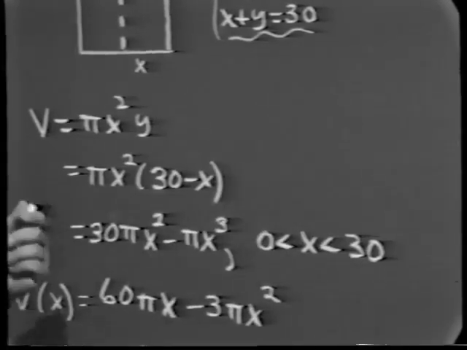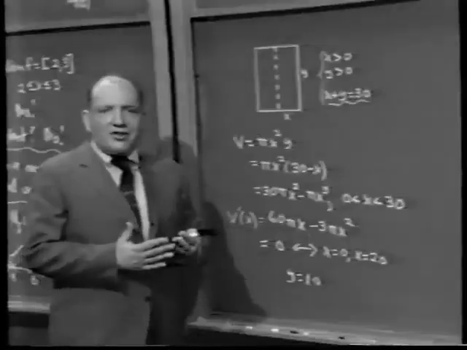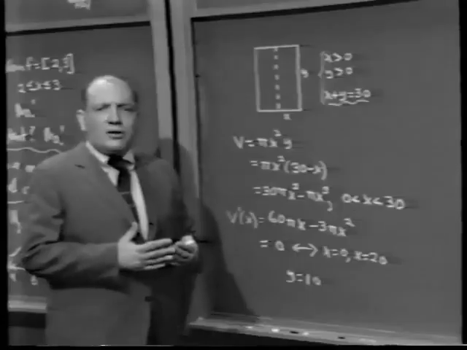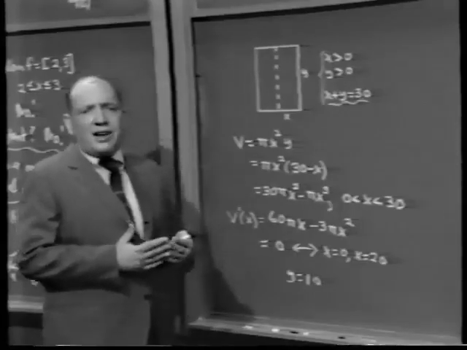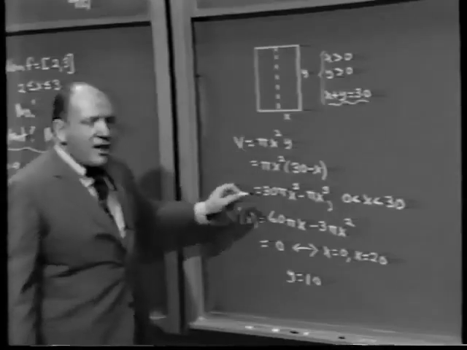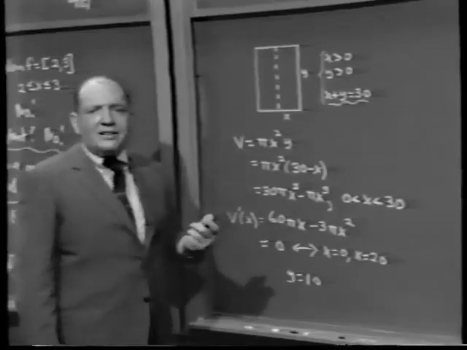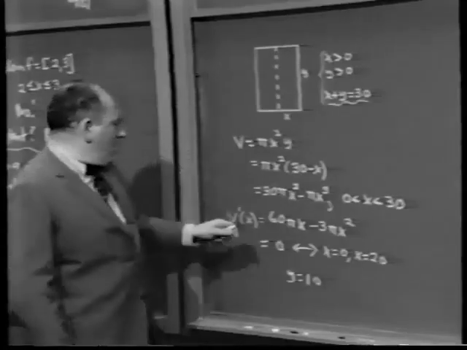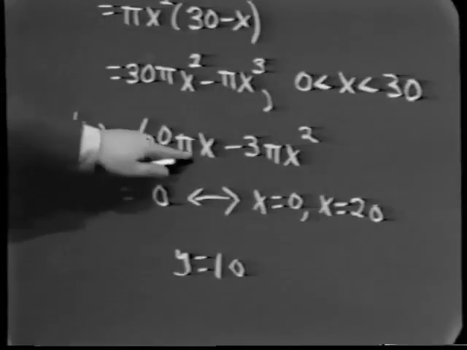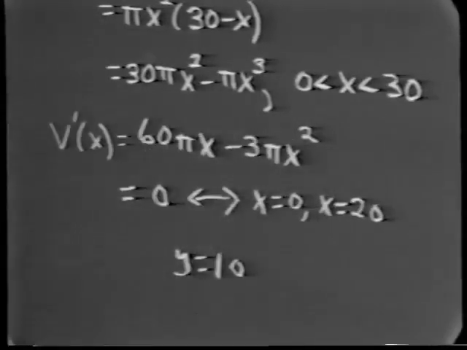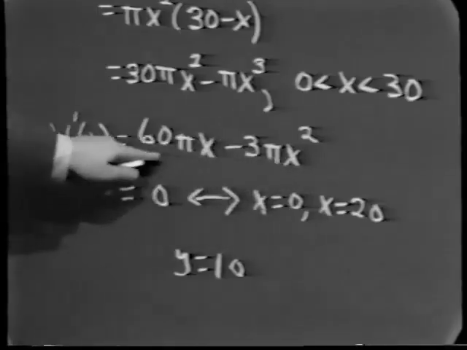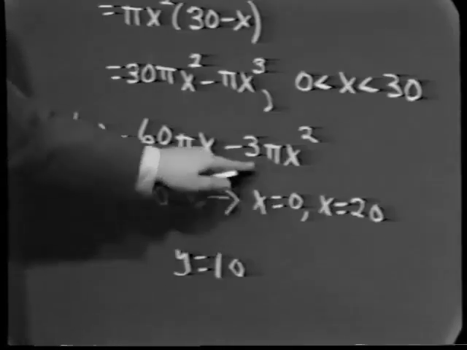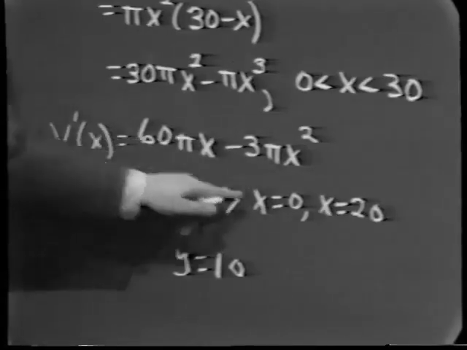Now, how do I proceed? What was my test for membership? I have 3 ways of checking out where high-low points will occur, or max-min points in this case, since notice that this function does not require a graph to understand it. I first check out to see where the derivative is 0. Well, the derivative is simply 60 pi x minus 3 pi x squared. If I set this thing equal to 0, I find upon factoring that either x must be 0 or x must be 20.